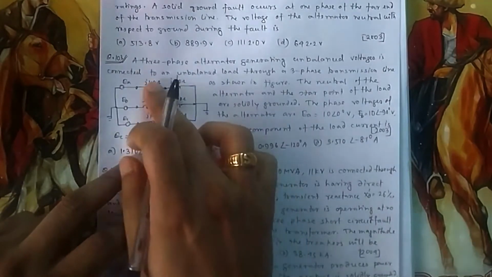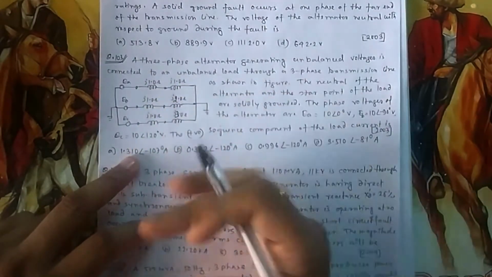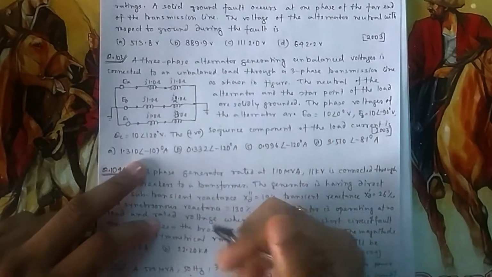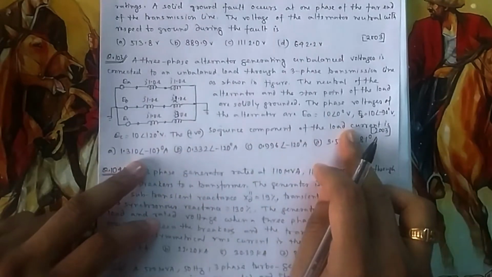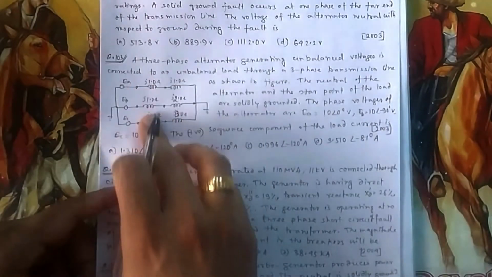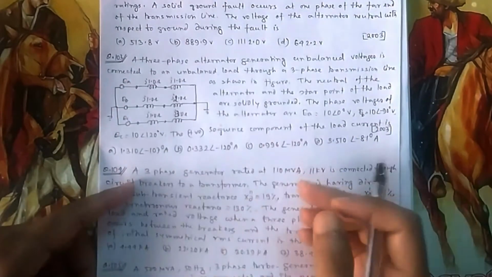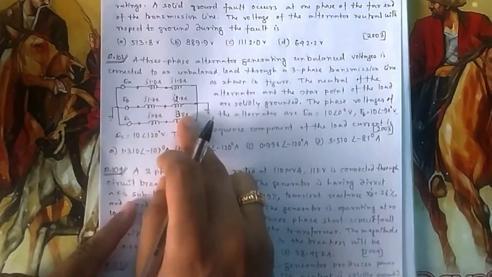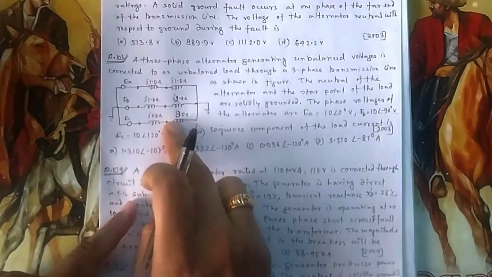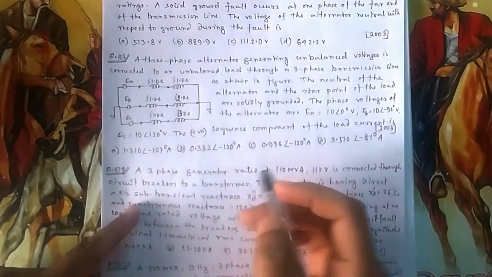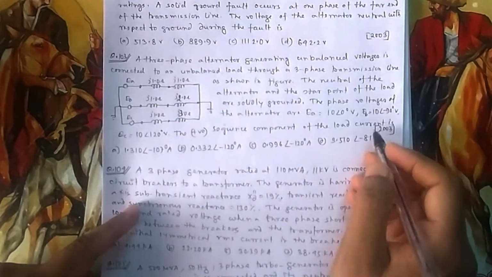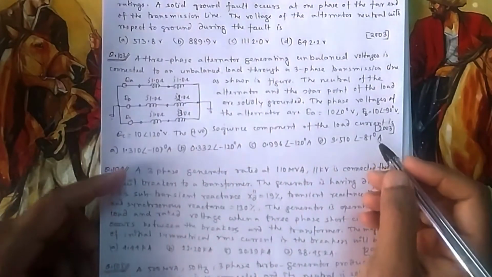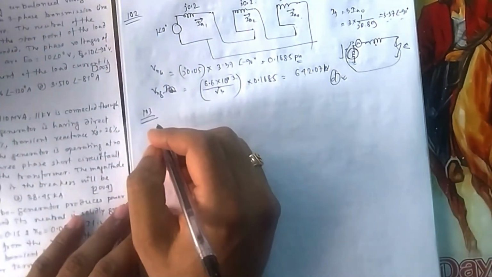So if you calculate your IA, IB, IC, then you can calculate your load component, that is the positive sequence component of the load current, you can easily calculate. So these are the loads, these are your transmission line, these are your generator voltages. So you can calculate your per phase current, IA, IB, IC, divide by this, divide by this. From that you can easily calculate your positive sequence component of the load current, that is IA1, they are asking you. So IA1, IA2, IA0, these are the sequence components.